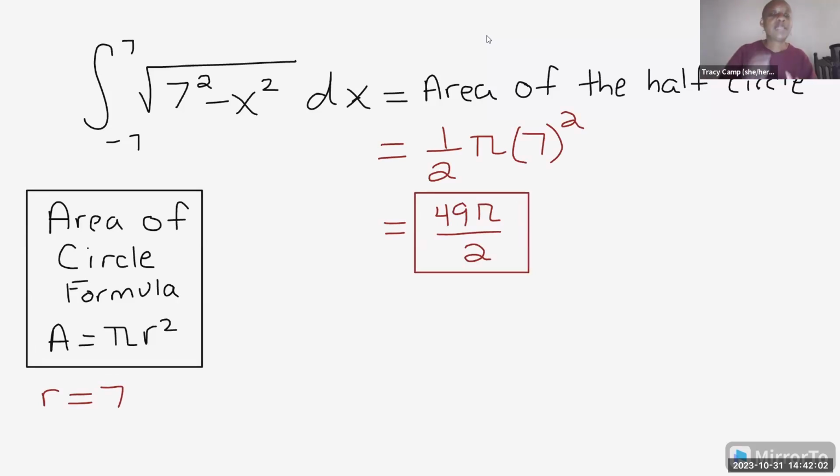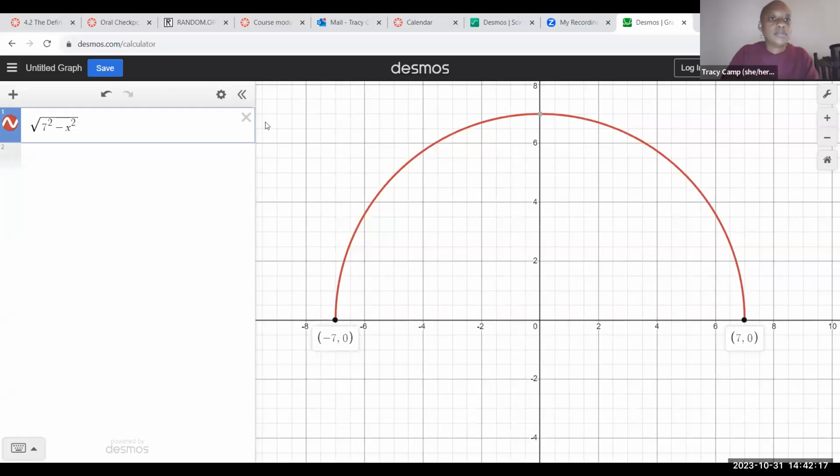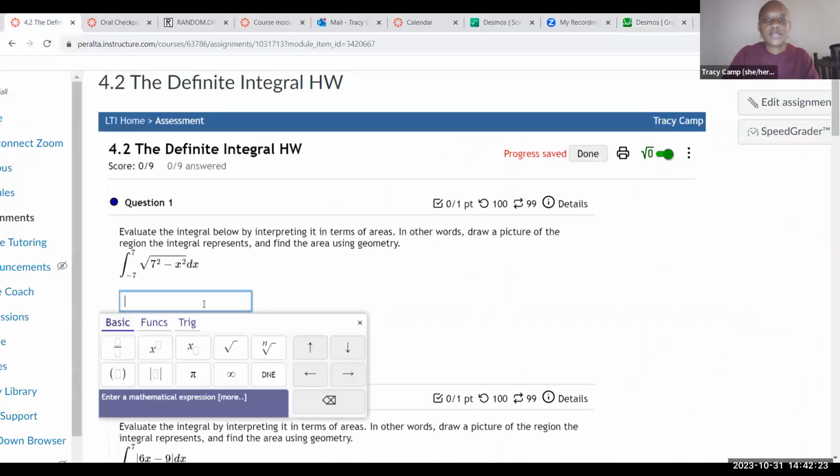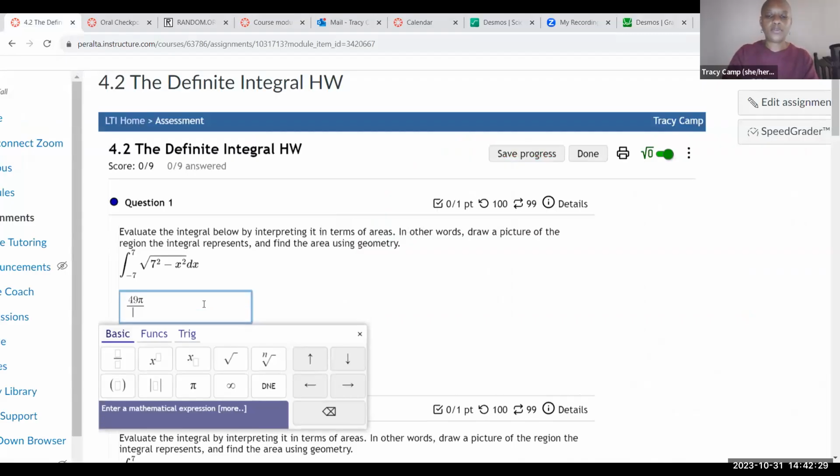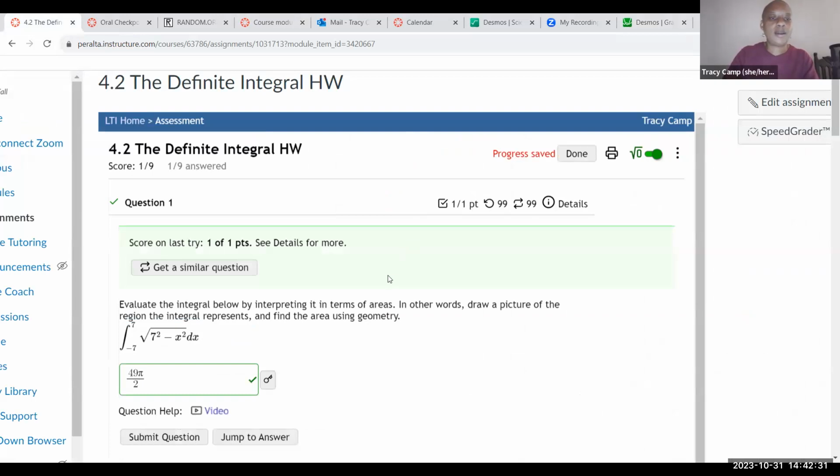So it's really about you interpreting this definite integral as the area under that curve. That's what these problems are about. So here I'll just enter 49 pi over 2. And there we are.